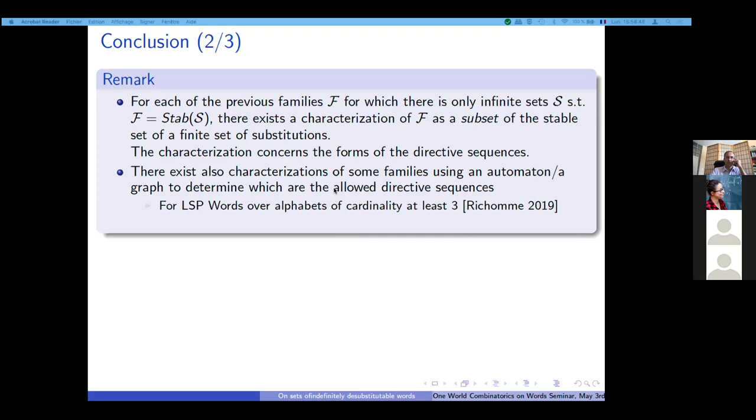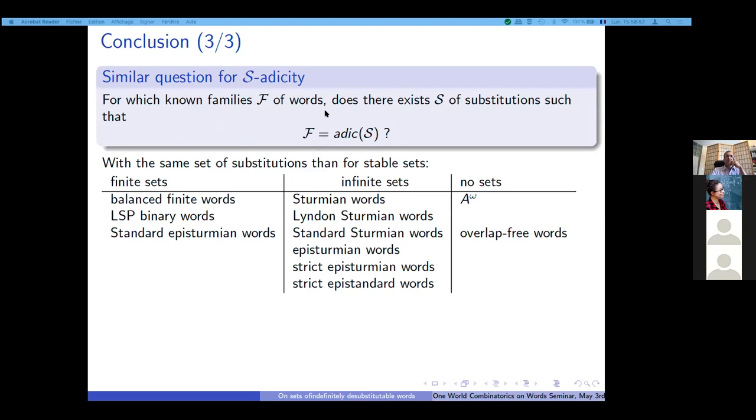And so a final question that can be asked is, for which families of words does there exist a set of substitutions for which the family of words is exactly the set of S-adic words obtained? As far as I have seen, we can have quite the same kind of substitutions, except that I have not looked at the question of whether, when I naturally have an infinite set, there exists a finite set. Well, I do not have the answer, I have not looked at it.